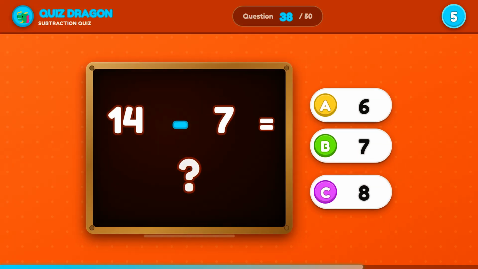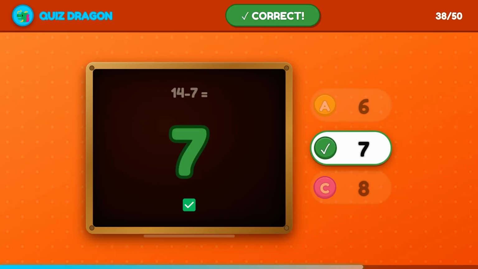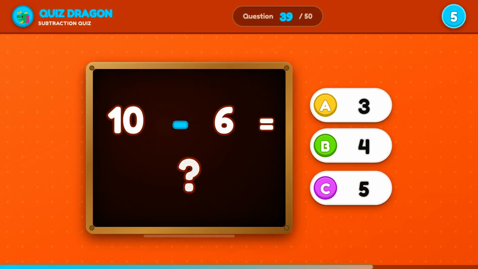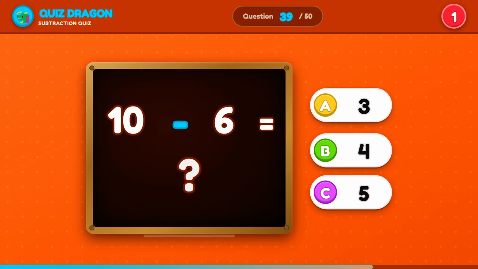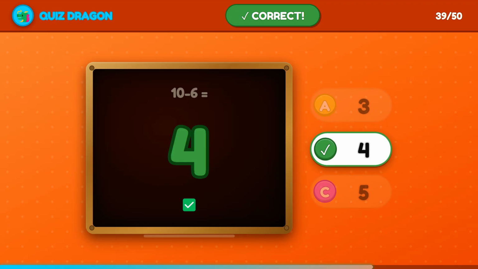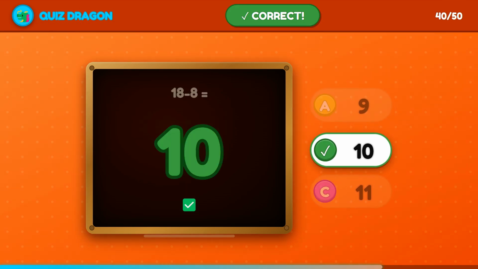Number 38. 14 minus 7 equals? The correct answer is B, 7. Question 39. 10 minus 6. What's the answer? The correct answer is B, 4. Question 40. What is 18 minus 8? The correct answer is B, 10.